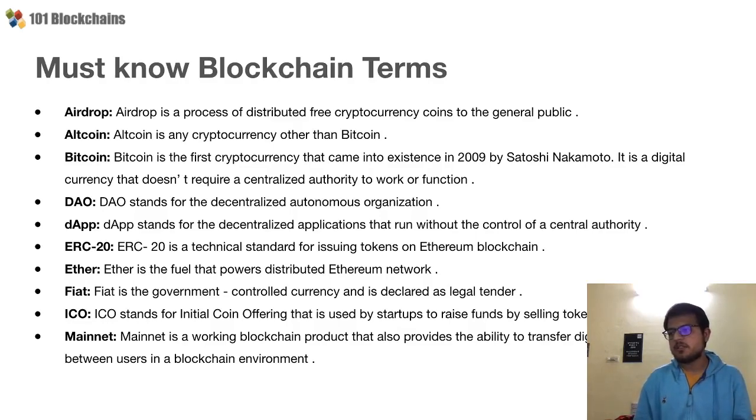Fiat is the government-controlled currency and is declared as legal tender. ICO stands for initial coin offering, which is used by startups to raise funds by selling tokens. A mainnet is the working blockchain product that also provides the ability to transfer digital currencies between users in the blockchain environment.